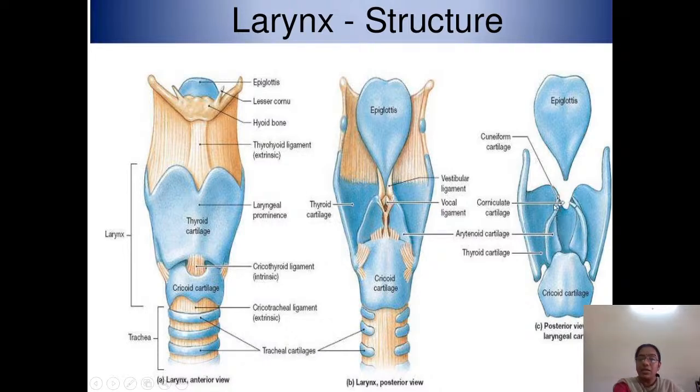Other than that, these are the small round-like structures which are called the corniculate and the cuneiform cartilages. And this is a posterior view of the larynx. When it is in the posterior view only, you can come across them, and you can see them within the fold. So these are the corniculate and the cuneiform cartilages, and you can see them on either side. Yes, this is arytenoid, this is corniculate, and these are the cuneiform cartilages. So these are paired cartilages. I think now you understand why these are paired, as you can see them on either side. These are unpaired cartilages, that is epiglottis, cricoid, and thyroid cartilages. So with these 9 cartilages, they constitute the larynx.